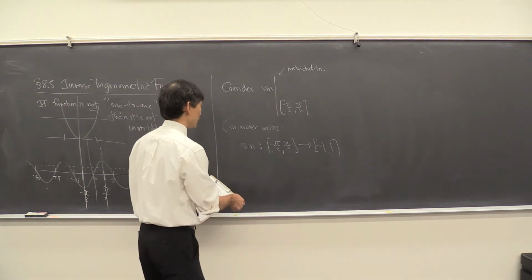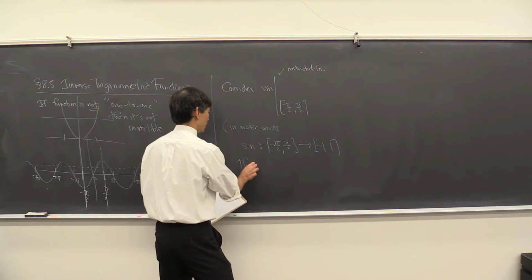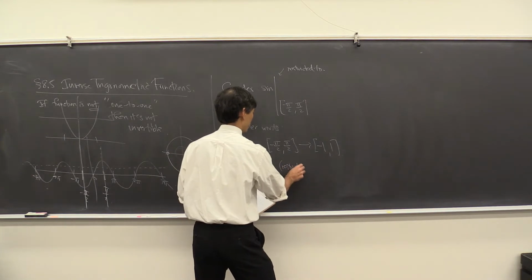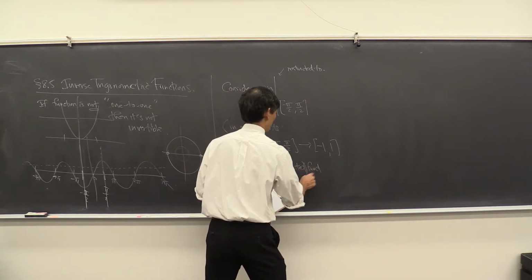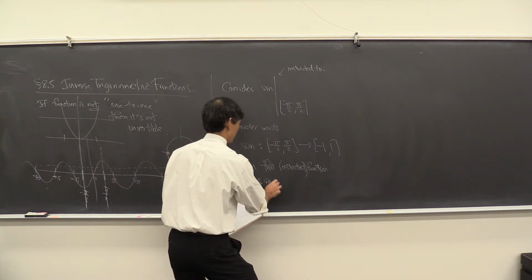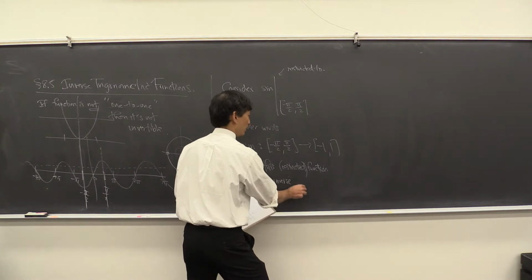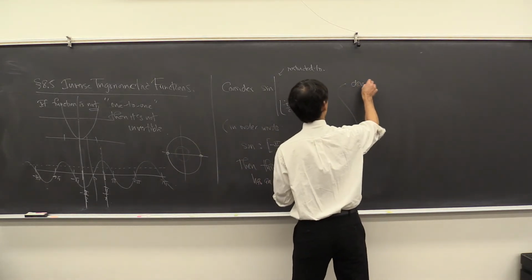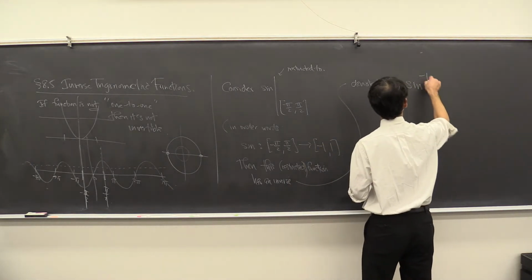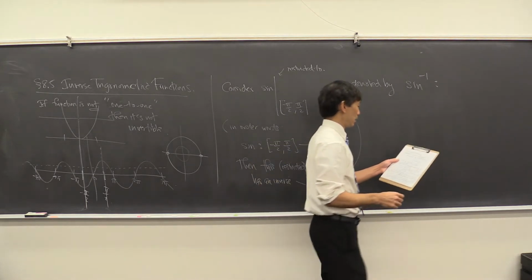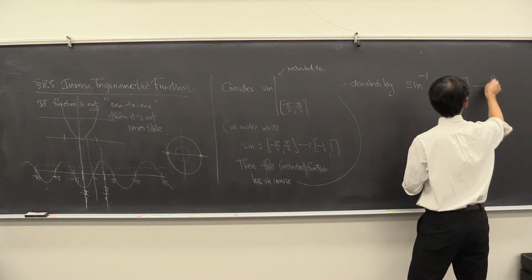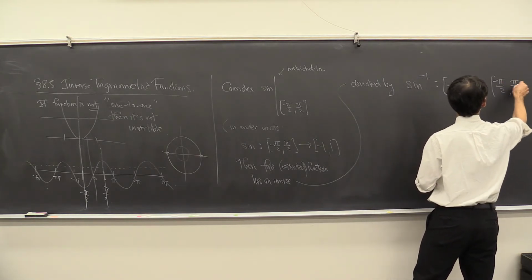Okay. So in that case, this restricted function has an inverse function, which we denote as sine inverse. So sine inverse goes from negative 1, 1 back to negative pi over 2, pi over 2.